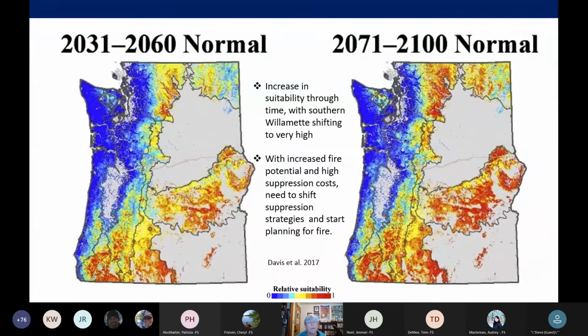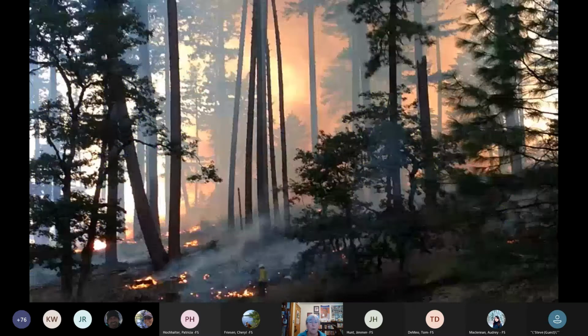So it really behooves us to think about the fact that with high suppression costs and our potential lack of ability to fully suppress fires, how do we want to strategize on creating resilient landscapes and helping to influence what our future relationship with fire might be? So that's it.